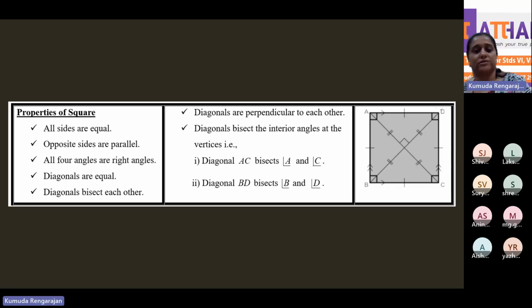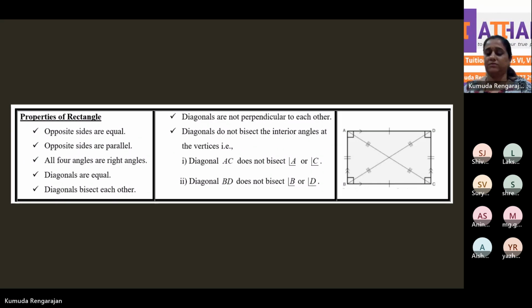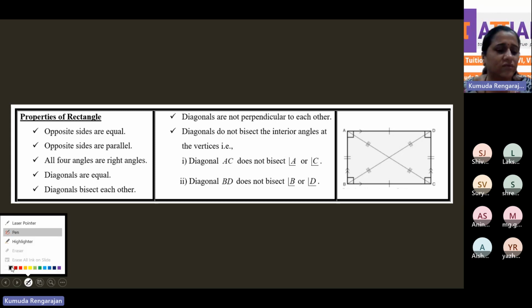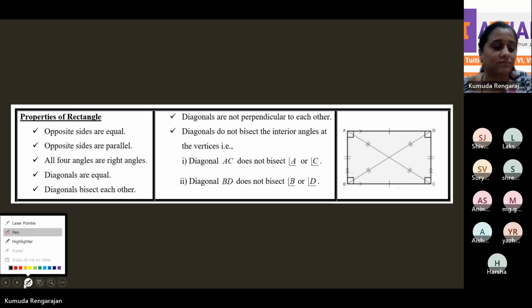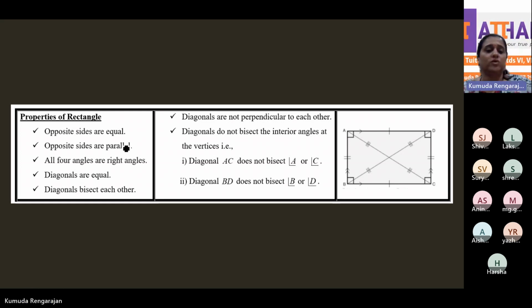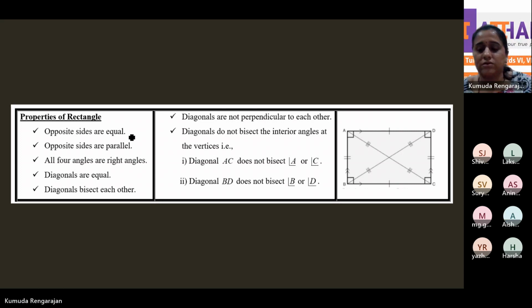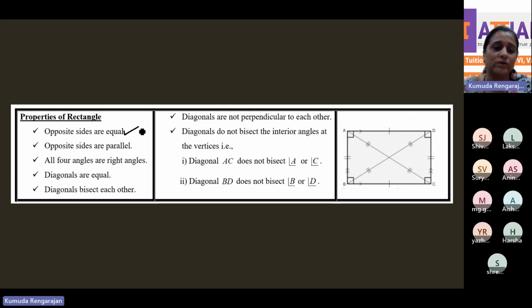Now, rectangle and square. Rectangle. This is a figure which is very familiar to all of you. We've been seeing this since 3rd or 4th standard, or maybe still younger. So in a rectangle, opposite sides are equal, opposite sides are parallel. All the 4 angles are right angles. We know this. Diagonals are equal. In a rectangle, diagonals are equal.